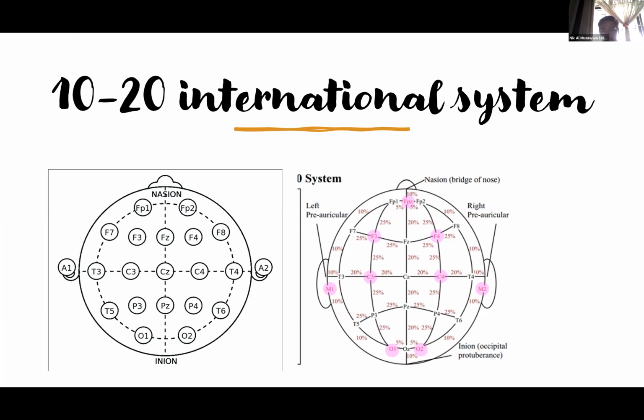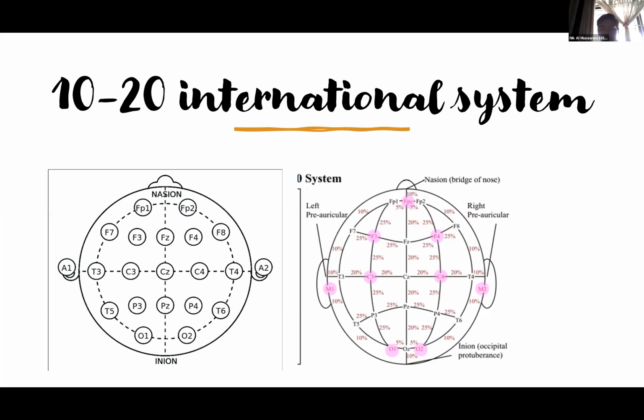Then after the circumference, we measure the parasagittal lines, which are the lines at the sides of the central line here. So we take from FP1 to O1 and FP2 to O2. And then the increment between their points is 25%.